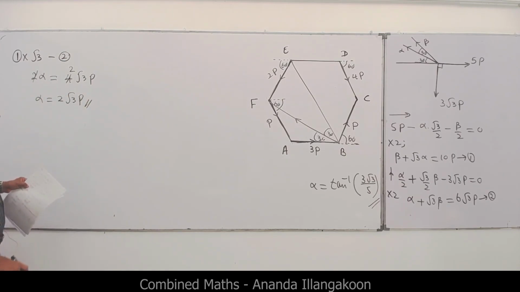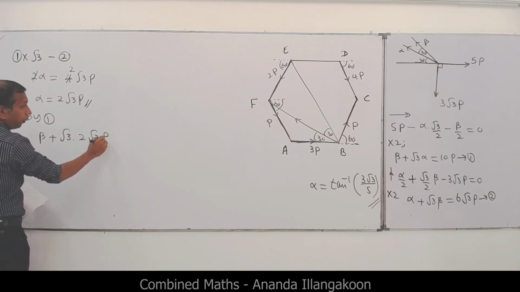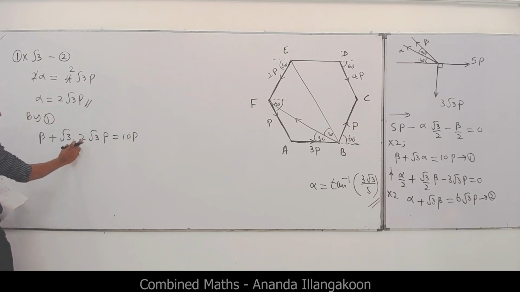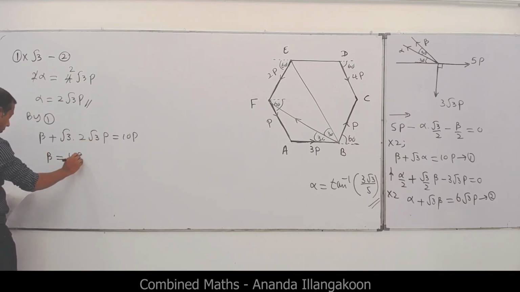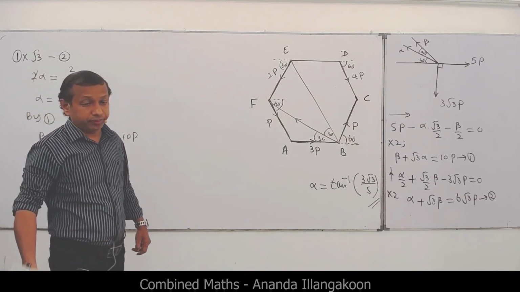Then beta we can find. Substitute that in number 1: beta plus root 3 times alpha, 2 root 3p, is equal to 10p. Here we get root 3 times 2 root 3, which is 6p. Then take that 6p to the right hand side, we get 4p. Beta is 4p. This is how we find it.